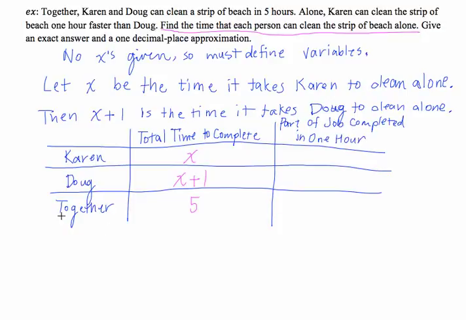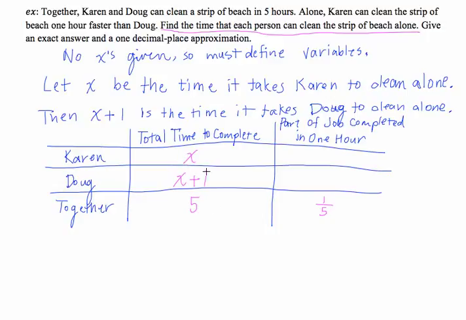Now this is easiest to understand by looking at this last row down here. If they can complete the whole job in 5 hours, then what part of the job will they complete in 1 hour? Well, the answer would be 1/5 of the job, right? Because if it takes them 5 hours to do the whole job, then in 1 hour they can do 1/5 of the job. Okay, how did we get that? You just do 1 over the total time it takes for them to complete the job.